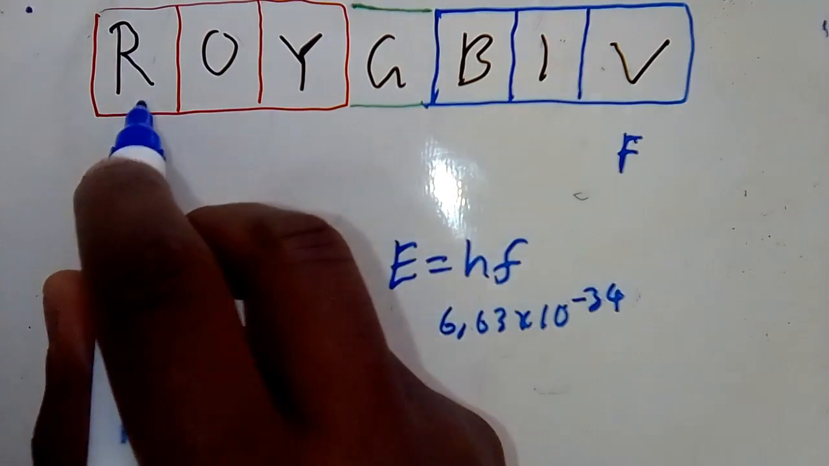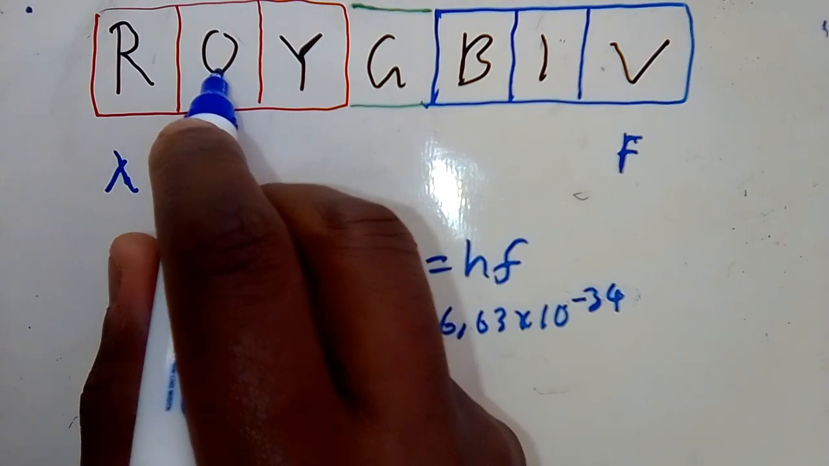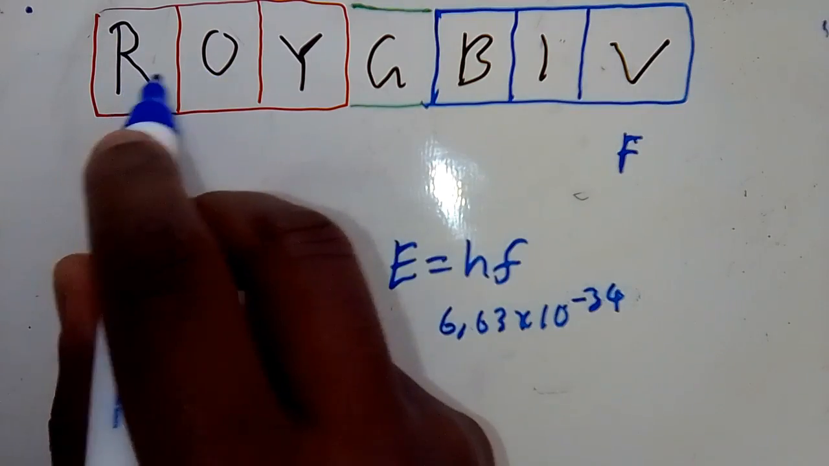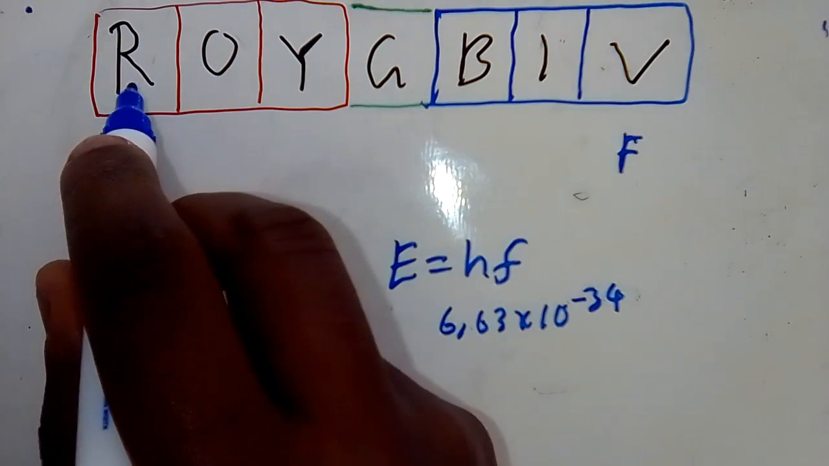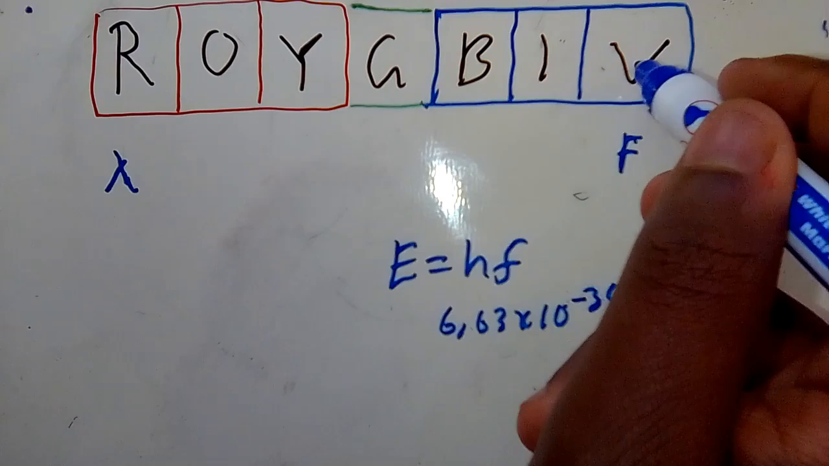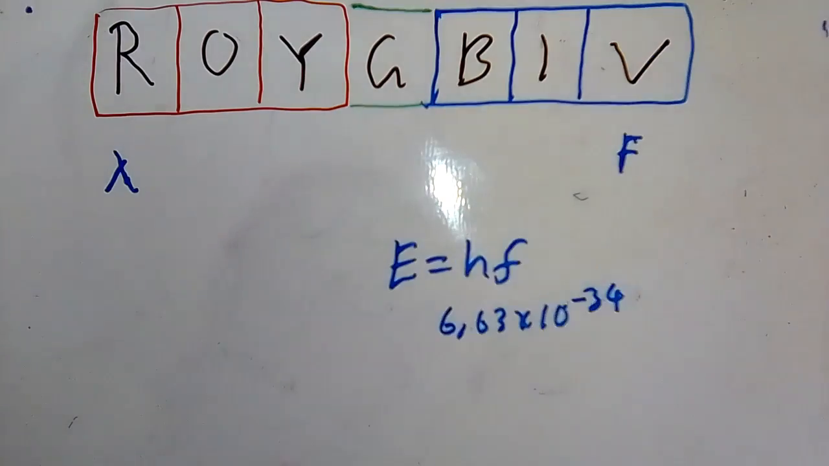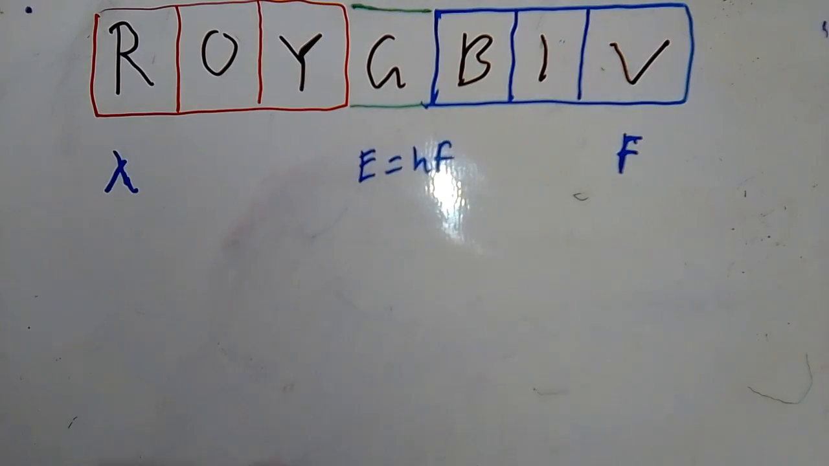So what am I trying to say? Orange light has got higher energy than red light. Yellow light has got more energy than orange light, right? And also than red light. Violet light has got the highest energy. So this equation tells you the energy of the light.